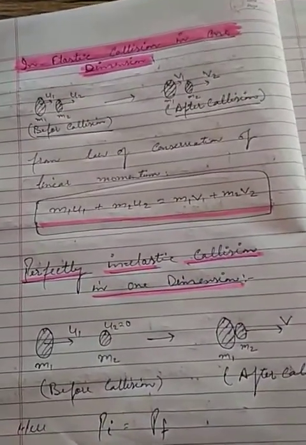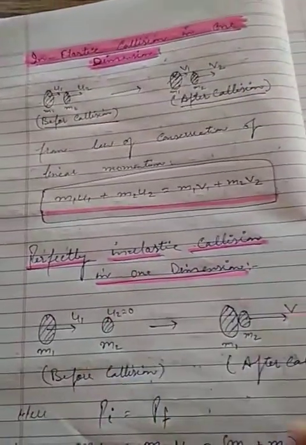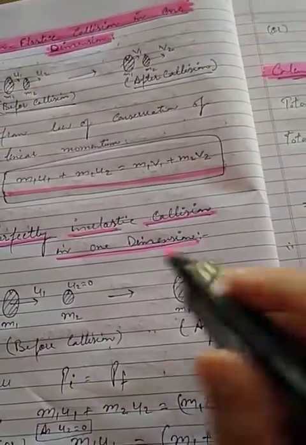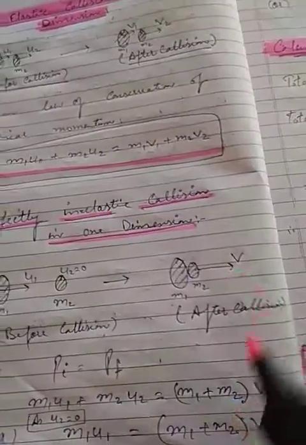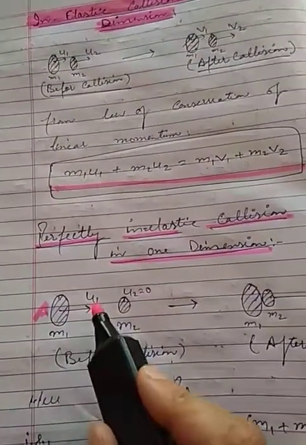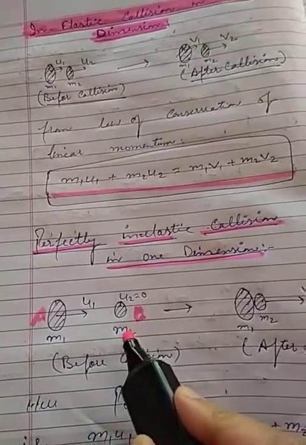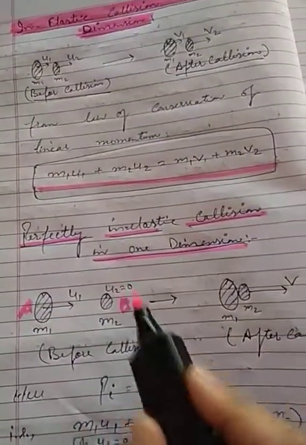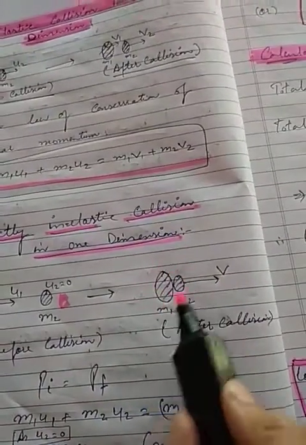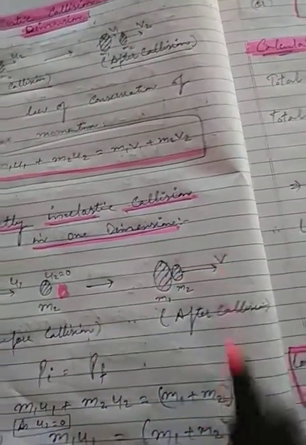Now we will discuss perfectly inelastic collision. A perfectly inelastic collision is a collision where after the collision the two bodies stick together and move with the same velocity, that is v. So before collision, let the body A having mass m1 be moving with the velocity u1, and the body B having mass m2 be at rest, so u2 is zero. After collision, they stick together and move with the same velocity v.